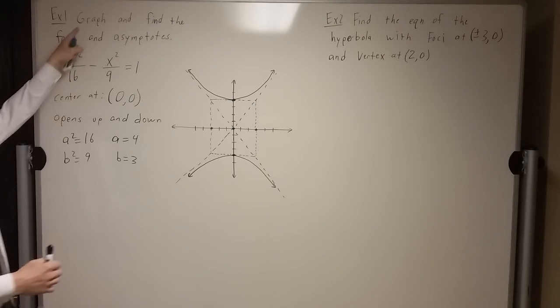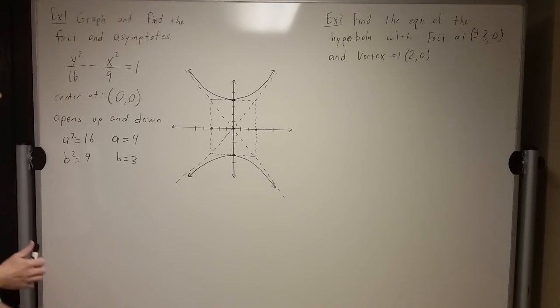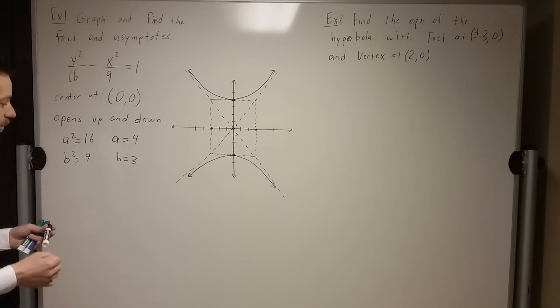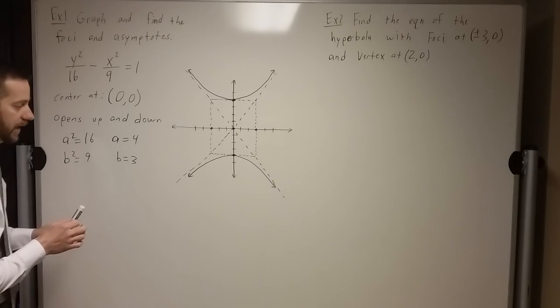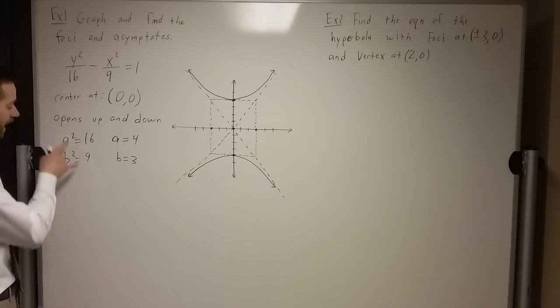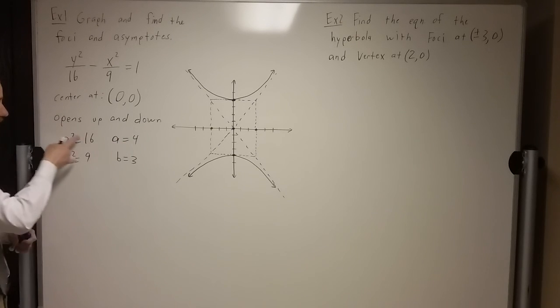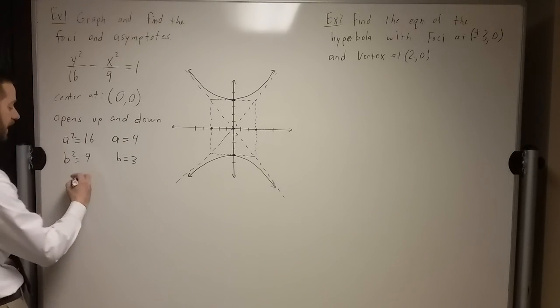Now, we're not quite done. That takes care of the graph part. But we also want to define the foci and asymptotes. So to find the foci, we need to think about what c is. And this is where the a squared plus b squared equals c squared thing is going to come into play. We know a squared plus b squared has to equal c squared. We've got a squared and b squared already, don't we? And we could just put a and b in, but why not just use a squared and b squared since we've already got them?